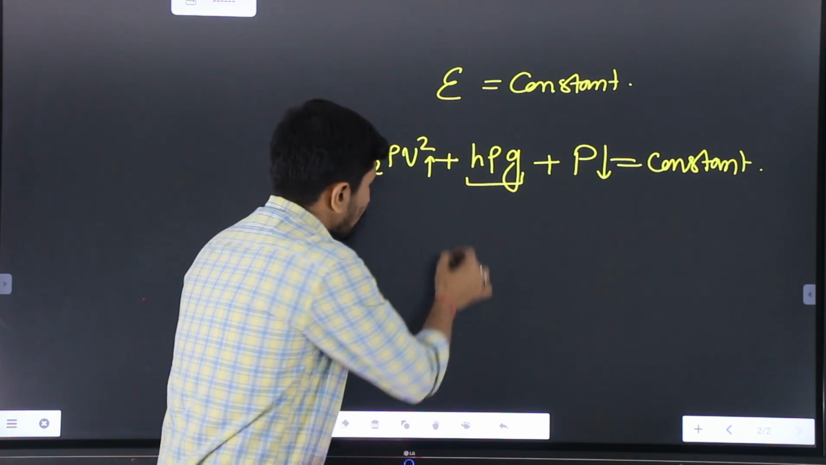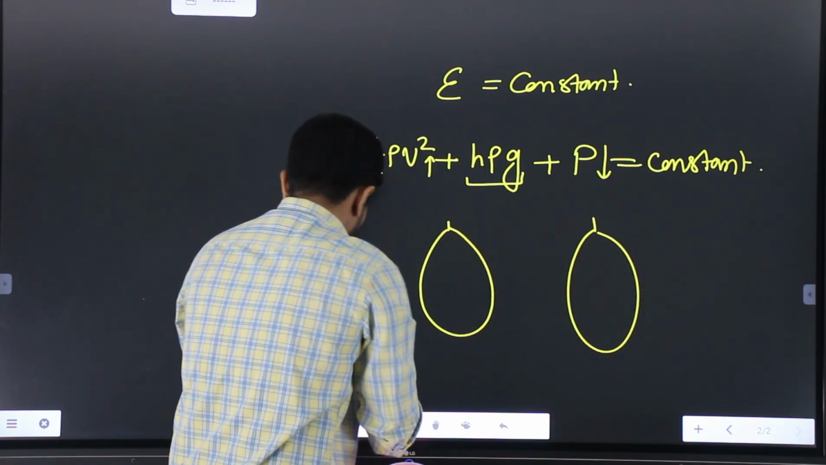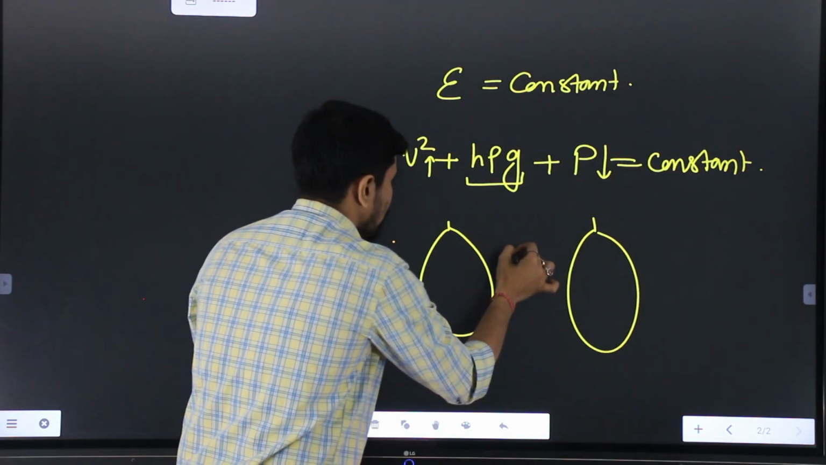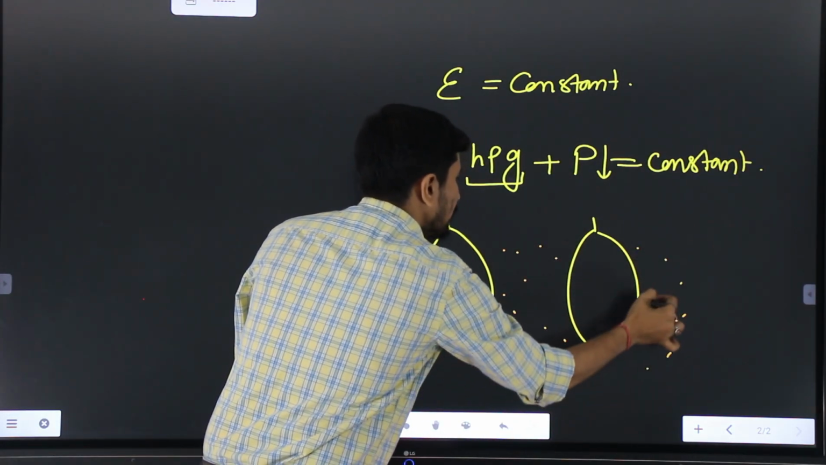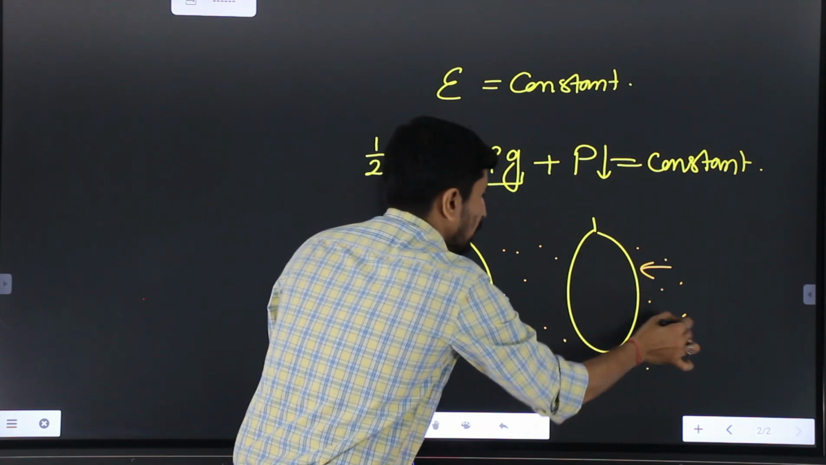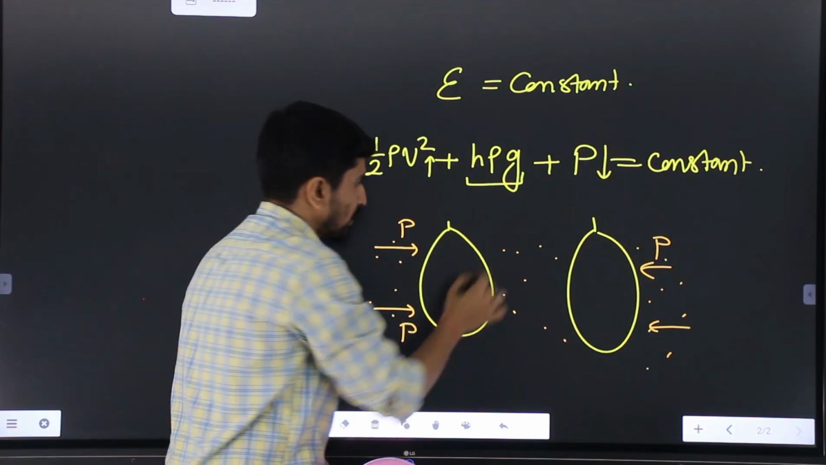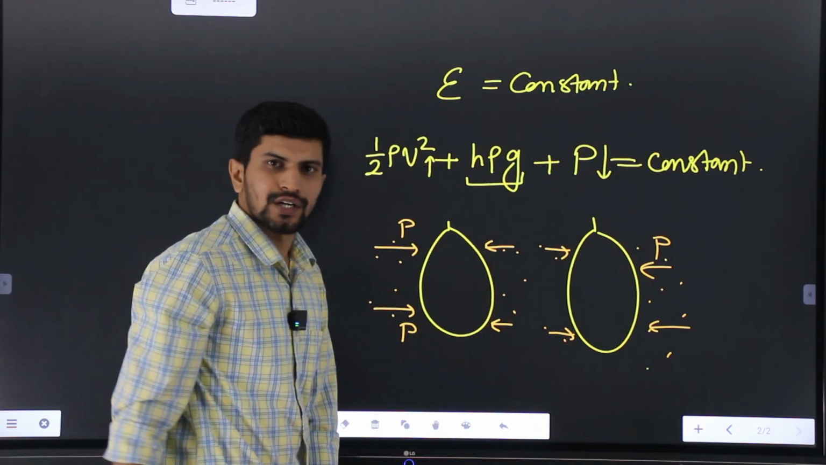Let's understand. You see, this is one balloon and this is another balloon, and the balloons are surrounded by air particles, air molecules, right? And the air molecules exert constant pressure on the surface of the balloon, right? This pressure is called atmospheric pressure.